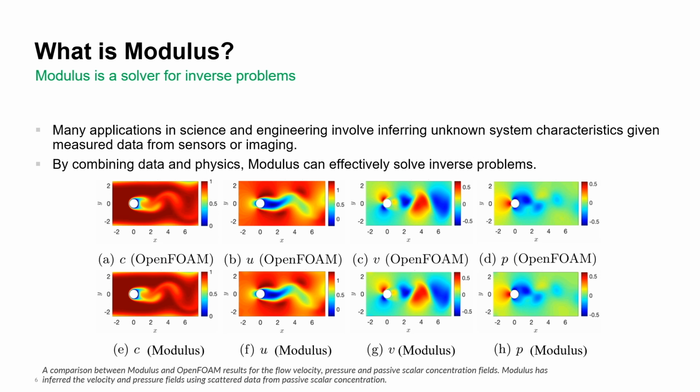During training time, the neural network has been shown passive scalar concentration fields. If this data-driven loss is then also combined with the physics-informed loss of the governing equations, in this case the Navier-Stokes equations, it allows us to infer the unknown velocity and pressure fields directly from the passive scalar field.